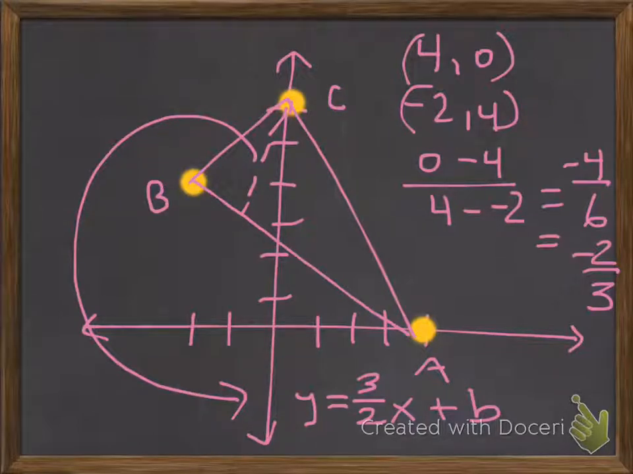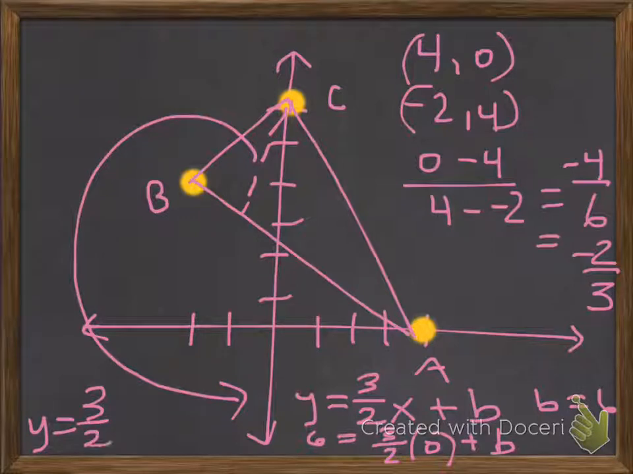So point C was 0, 6. So we're going to put in 6 for y, 0 for x, solve for b. So that gives us b is 6. So my equation for that dashed line is y equals 3 over 2x plus 6. So that's our first step, is to find the equation of one of the altitudes.